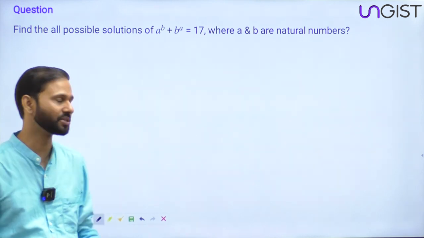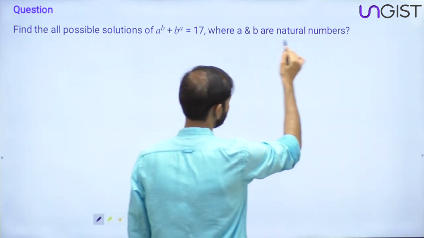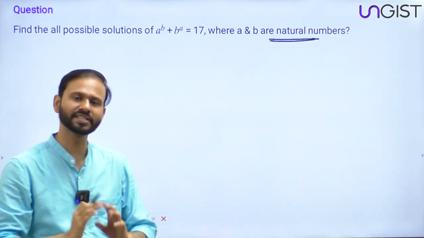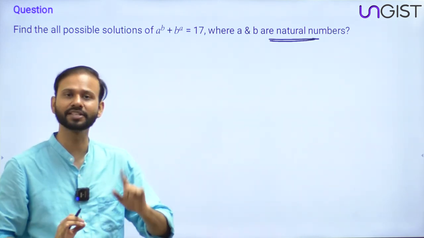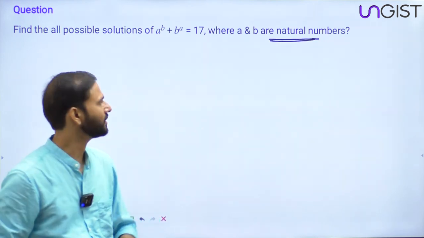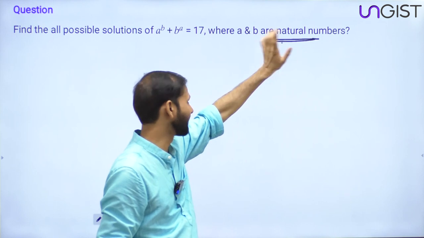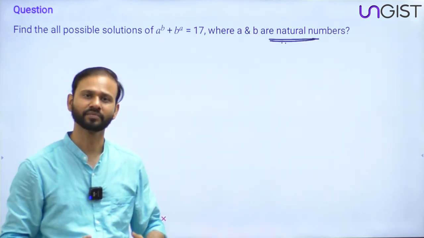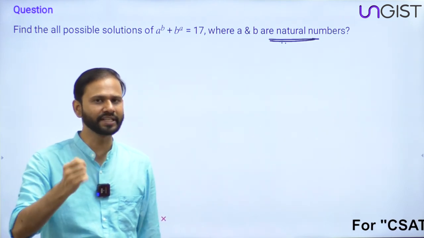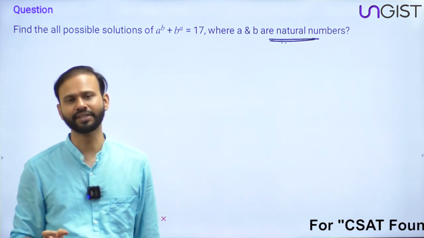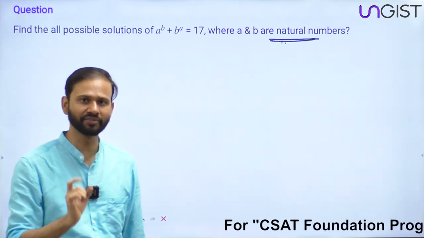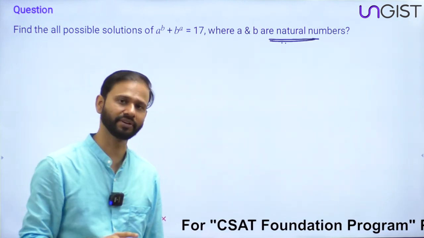Mind it, natural numbers. Guys, this actually has a very important rule. When they say integers, the answer would be different. When they say natural numbers, the answer would be different. When they say whole numbers, the answer would be different. So this is a very important thing, what a and b are. That's why I always say you have to respect each and every word in the question. With every word, the question gets changed.